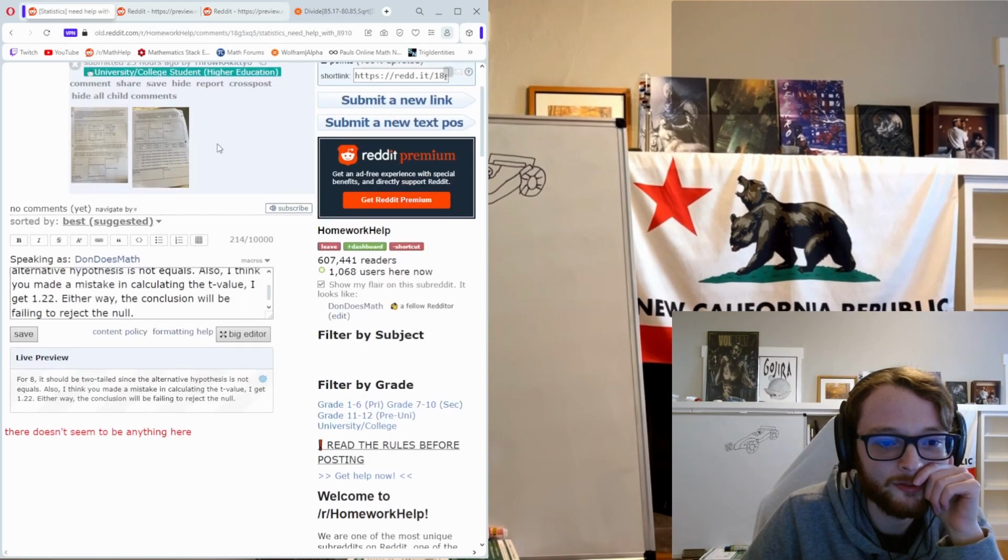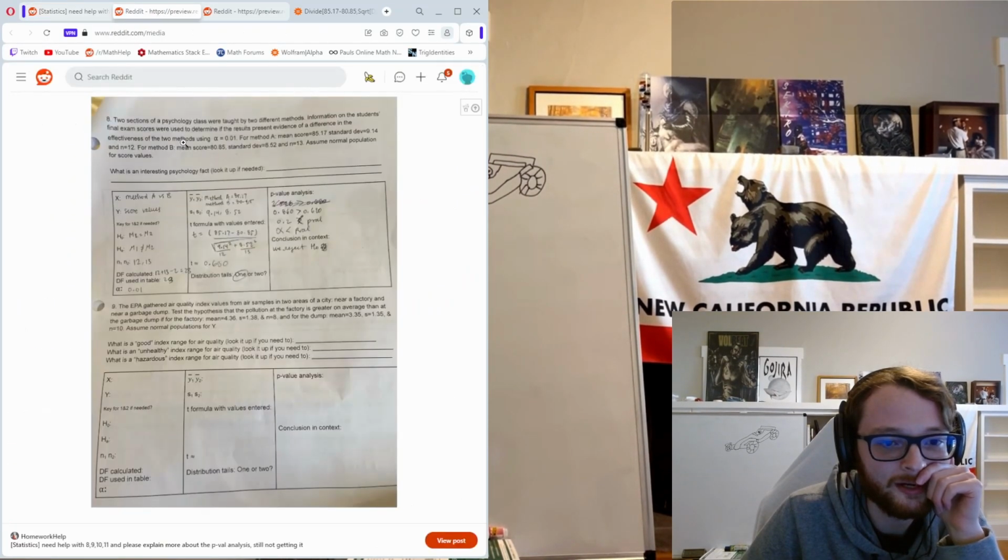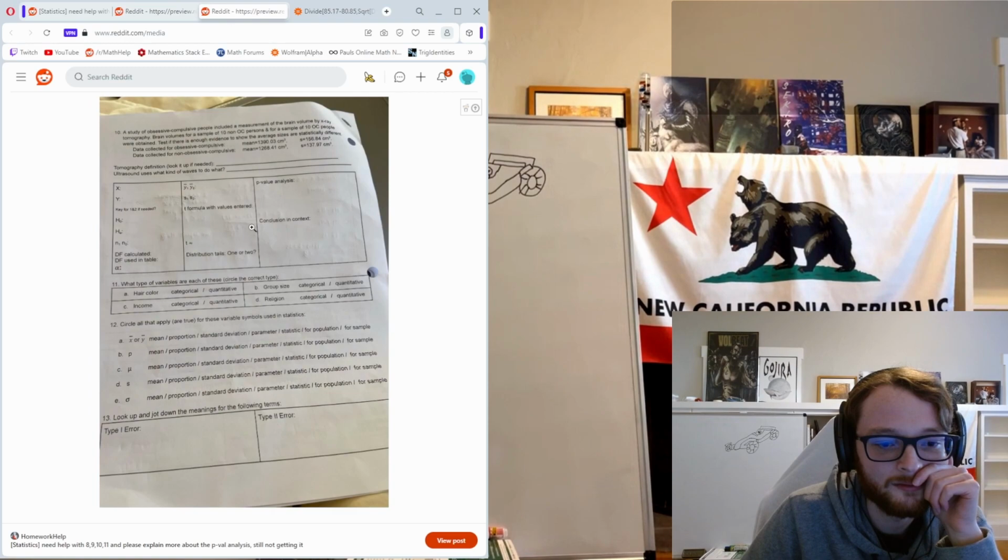they said they need help with 8, 9, 10, 11. So 9 and 10 are the same procedure as 8. 11 though is a bit different. Types of variables are each of these. Hair color is categorical because hair color isn't a number. Income is a number, so it's quantitative. Group size.